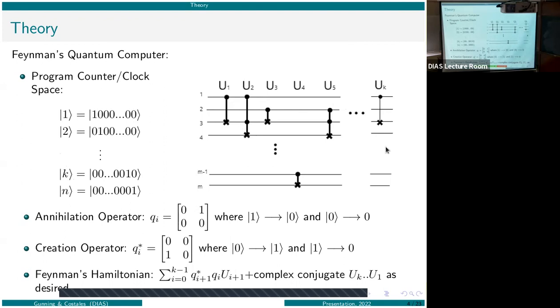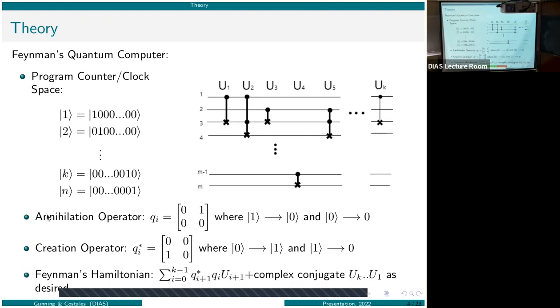For Feynman's quantum computer, we make the claim that if we evolve from our initial state to our final state, our end state, then the computation will be complete because our U operators have acted on the system. The way we're going to jump from one of these states to the next is using annihilation and creation operators q_i and q_i dagger, where i represents them acting on the i-th site.